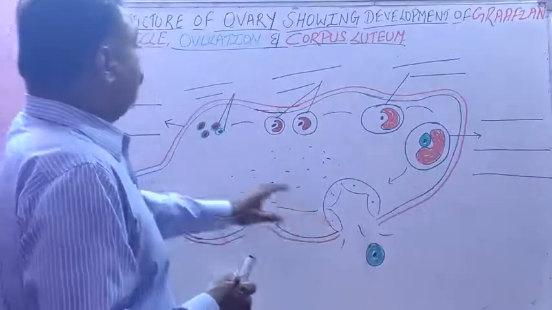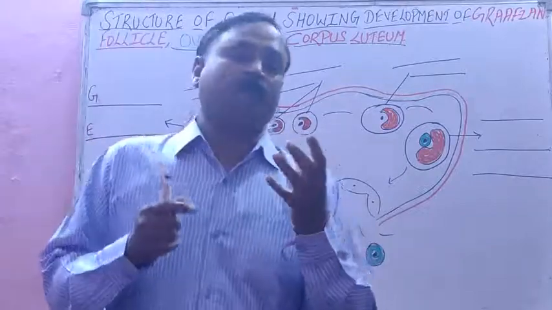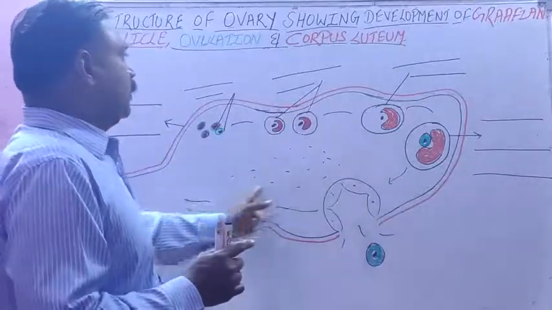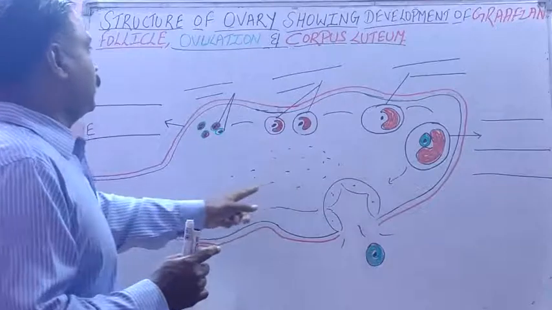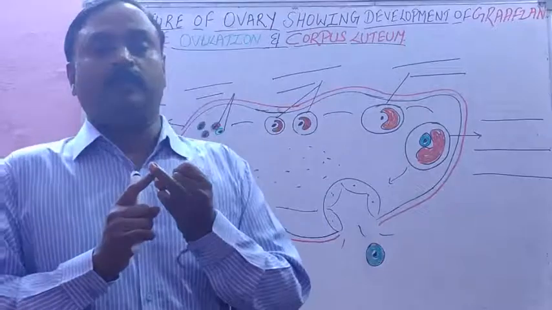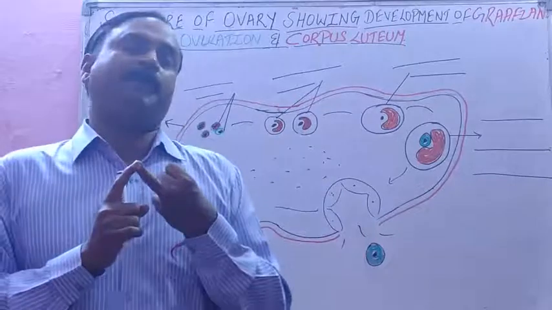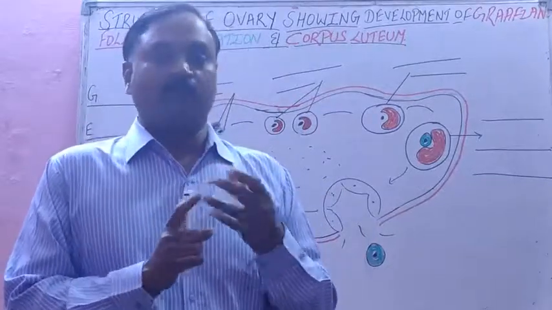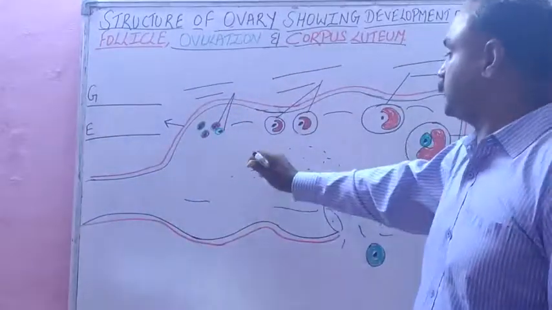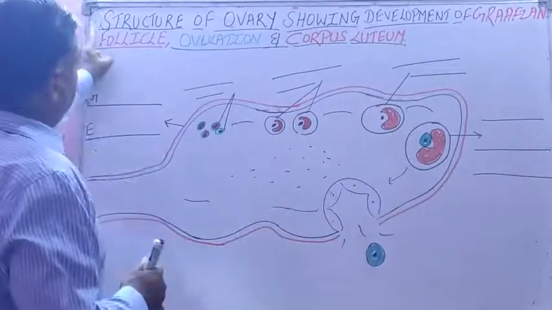Students, now this diagram is very important, and it will form the basis of 3 questions. One is the structure of the ovary itself, showing the development of Graafian follicle, ovulation and corpus luteum. Second will be hormonal control of oogenesis, and the third will be hormonal control of the menstrual cycle. Students, this diagram is very important. Pay attention.